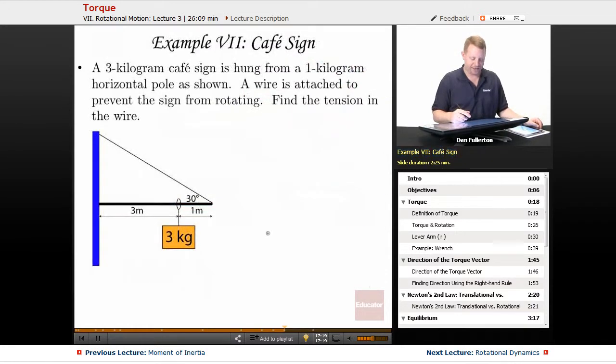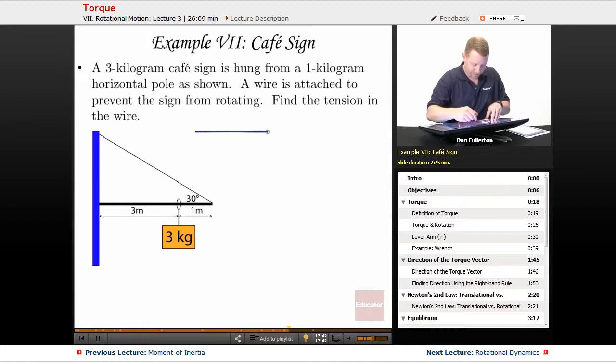Let's do a cafe sign example. A 3 kilogram cafe sign is hung from a 1 kilogram horizontal pole as shown. A wire is attached to prevent the sign from rotating. We're trying to find the tension in the wire. So let me just redraw that a little more simply over here. I'll use the ruler just to make things nice and neat.